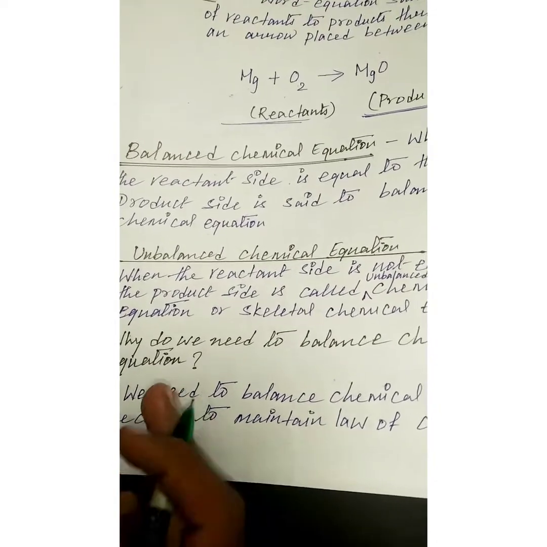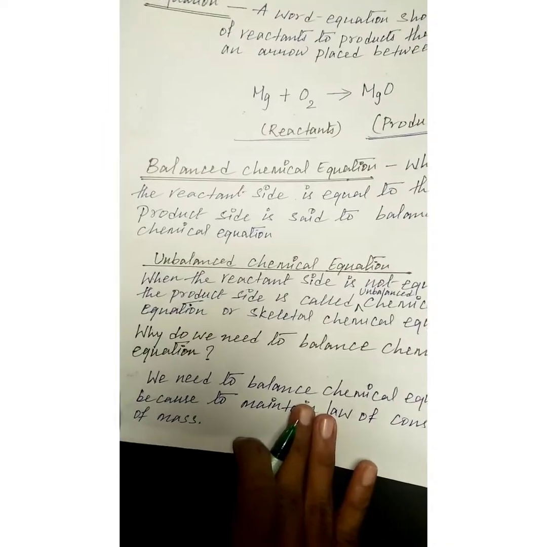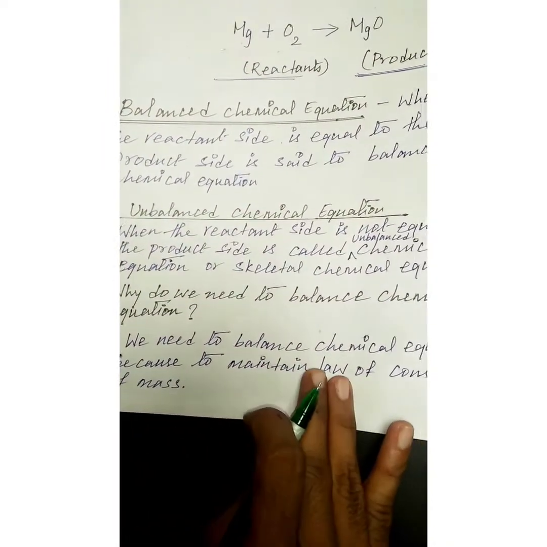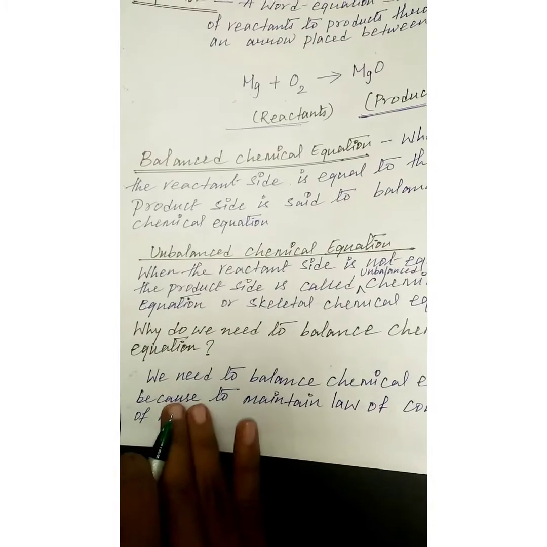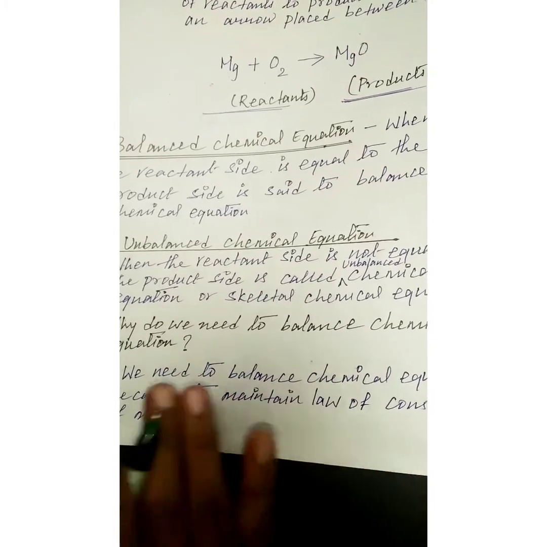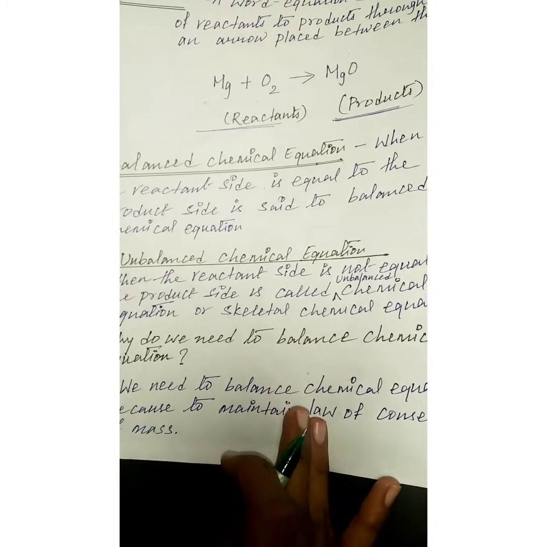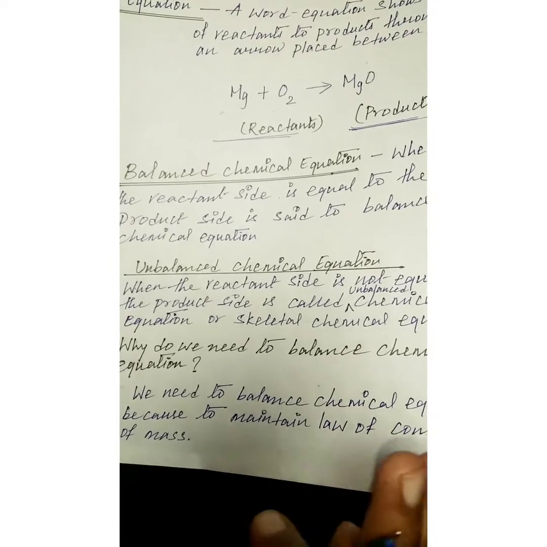Now, why do we need to balance a chemical equation? We already learned in 9th class the law of conservation of mass. It states that mass can neither be created nor destroyed in a chemical reaction. So we balance chemical equations to maintain the law of conservation of mass; the reactant side should always be equal to the product side.